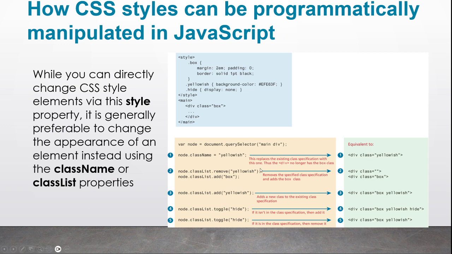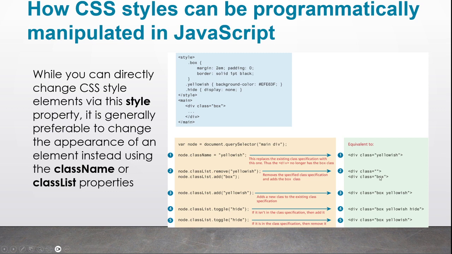Okay, so the first one, it's just replacing it. So if we look at our main div up here, we have a div with a class of box. So if you use node.className equals yellowish, what it's going to output instead is not div class box, it's going to be equivalent to div class yellowish. Okay? And then if we remove yellowish, it's going to be empty. It's not going to go back to box. We have to add box back in. So that's what 2 is. So that's using class list remove and class list add.